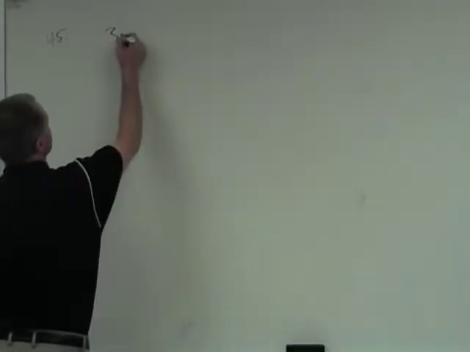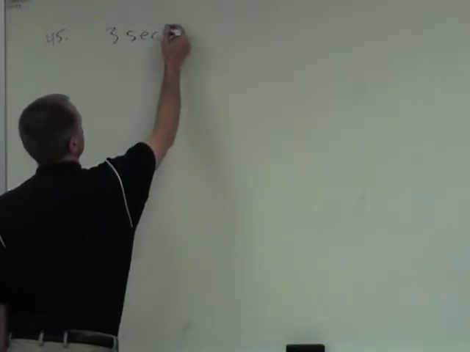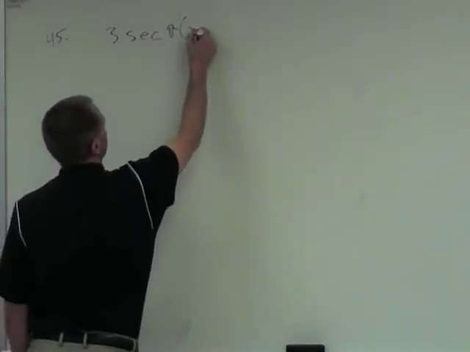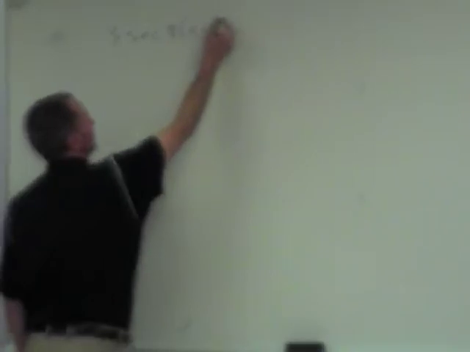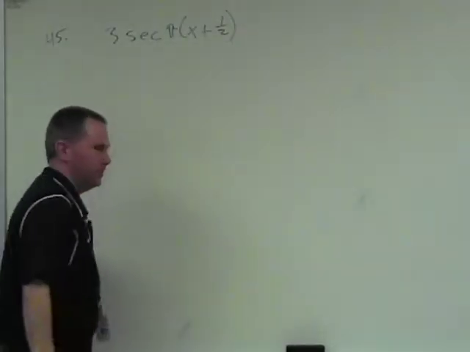You know it's 3 secant pi. One half. Excellent. All right. This is not how it's going to be given to you on the test. It'll be given to you like this.